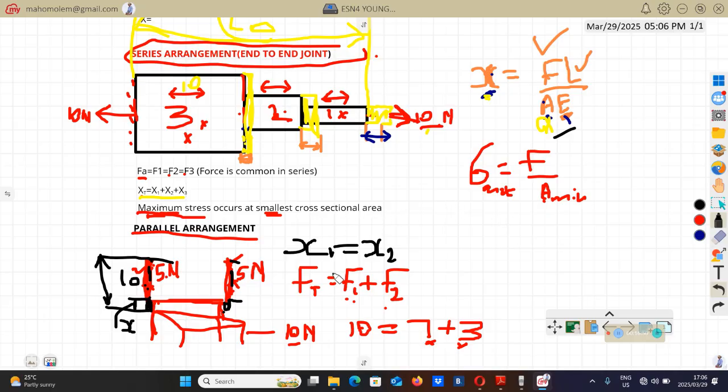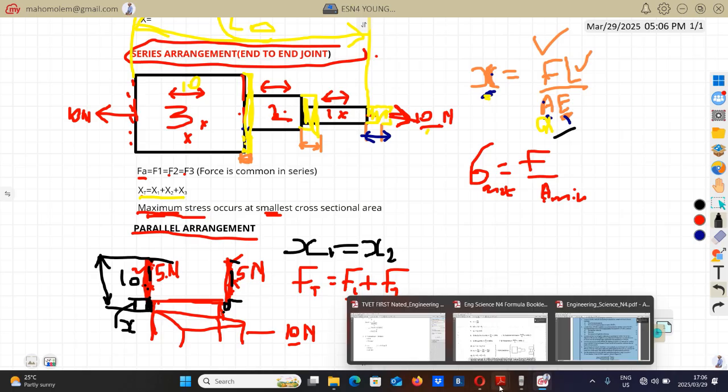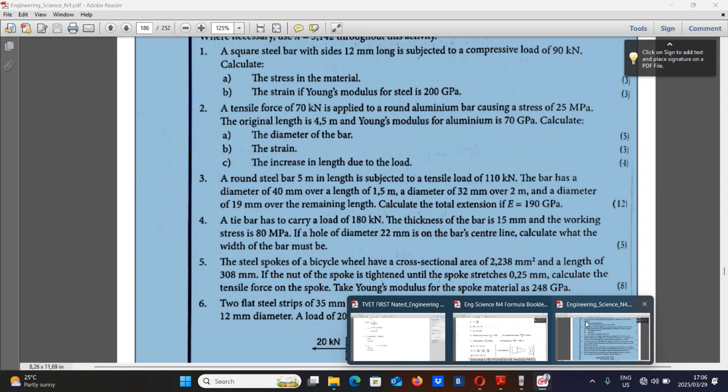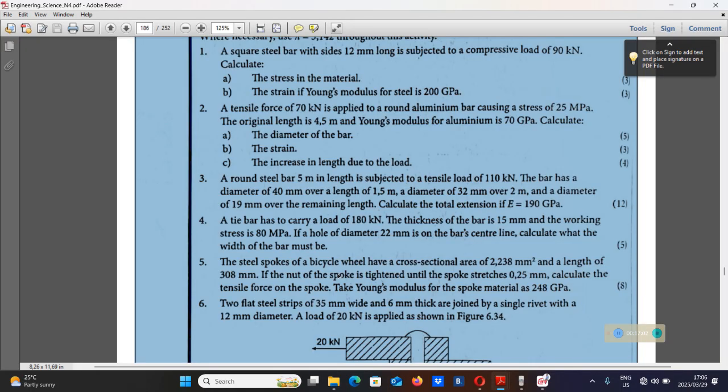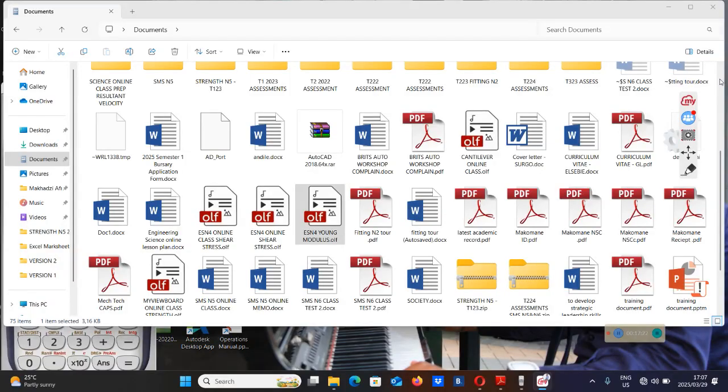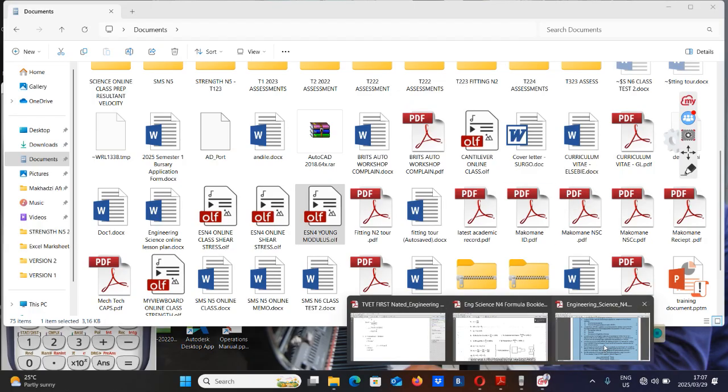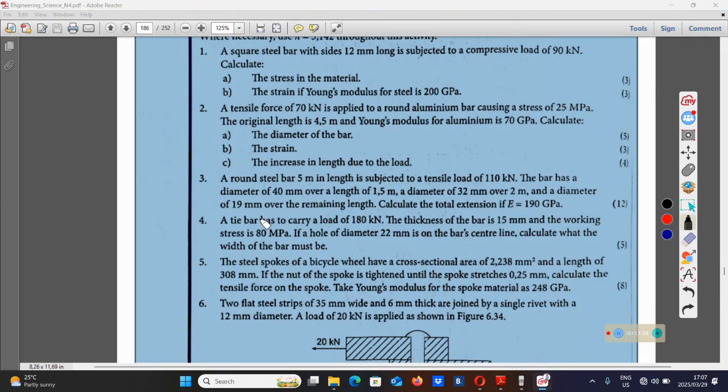Right. So now let's check an example quickly. Let's check this problem here, number 3. Yeah, this is the problem that I want us to check now.